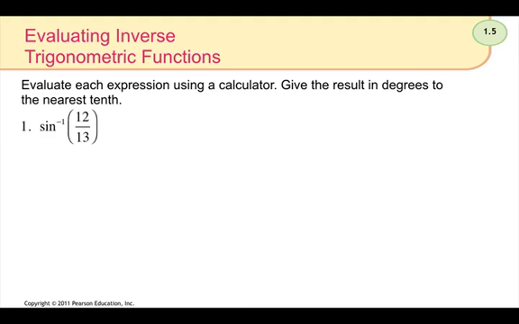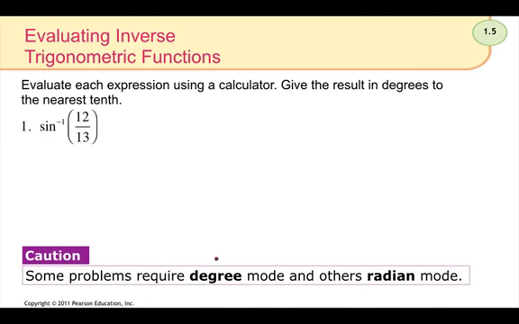So here's number one. It says evaluate each expression using a calculator. Give the result in degrees to the nearest tenth. Something that is very important: you want to make sure that your calculator is in degrees for this problem. So just go to the mode and change it to degrees. And you just punch sine inverse of this ratio, and it's going to give you the following angle after you round to the nearest tenth.